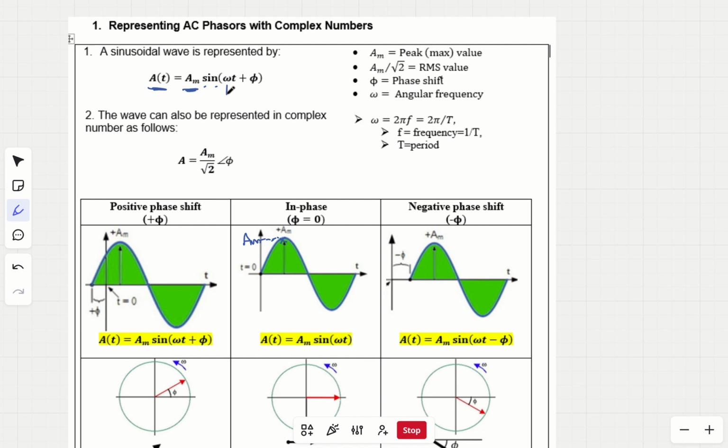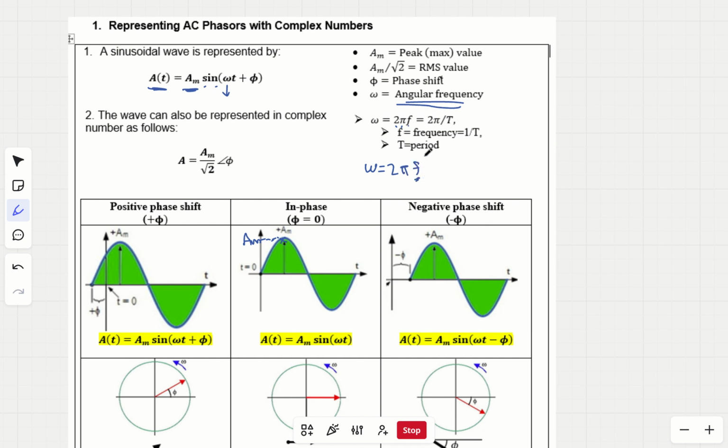And then we have omega. Omega is called angular frequency. It's basically you take the normal frequency and you multiply by 2π. Omega is 2πf.